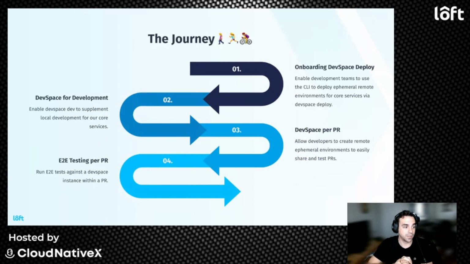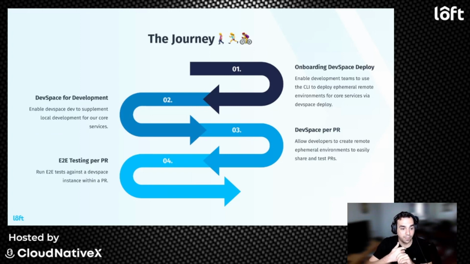And then once we put DevSpace dev into play, we talked about DevSpace per PR. This is essentially integrating the DevSpace functionality with our CI/CD so that engineering teams could create a remote ephemeral environment directly in their PR by specifying a command in the PR, DevSpace deploy. It would take that information and deploy it to Kubernetes, and it would give them a URL that could be shared across teams.